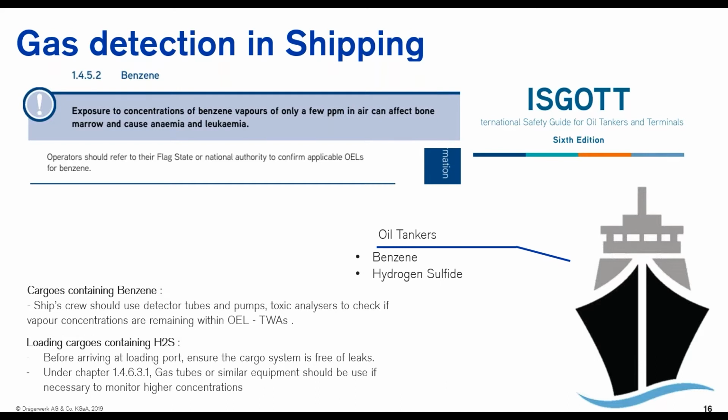For cargoes containing hydrogen sulfide, many crude oils coming out of the well usually come with a very high level of hydrogen sulfide. But the stabilizing process usually reduces the level before the crude oil is delivered to the tankers. The crew has to monitor the hydrogen sulfide level using gas detector tubes or similar equipment, and if necessary, monitor high concentration using the tube itself.